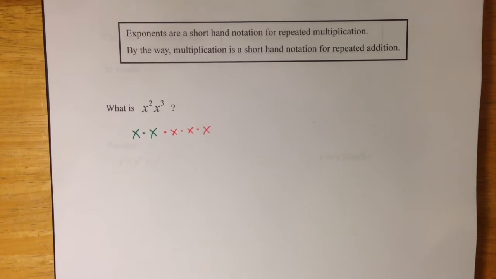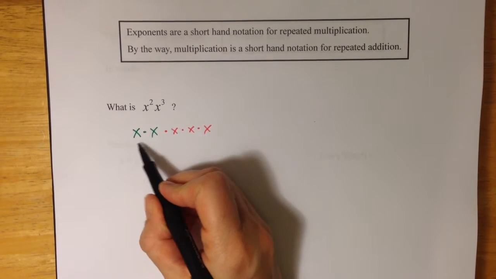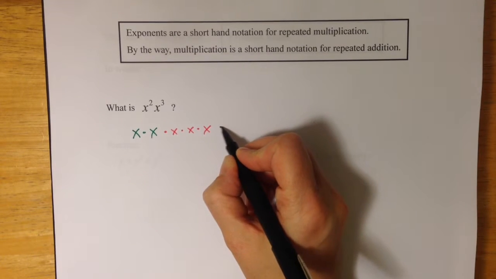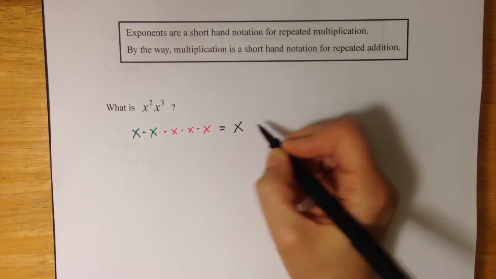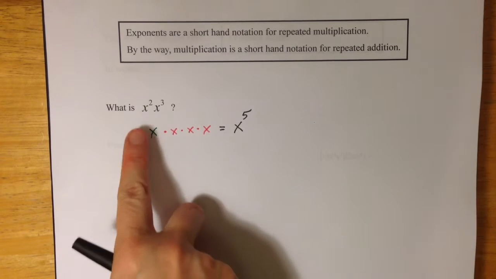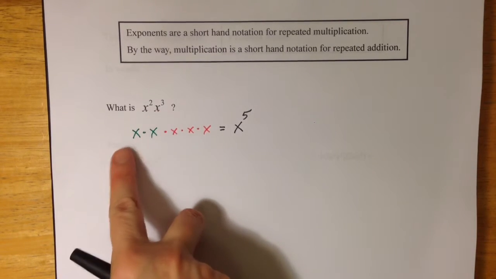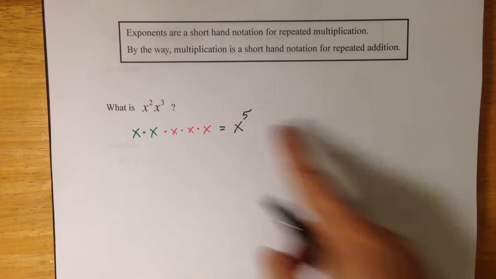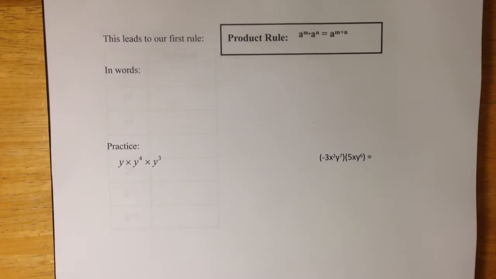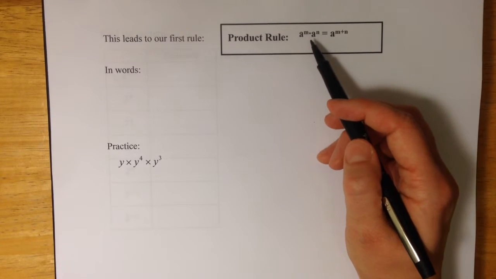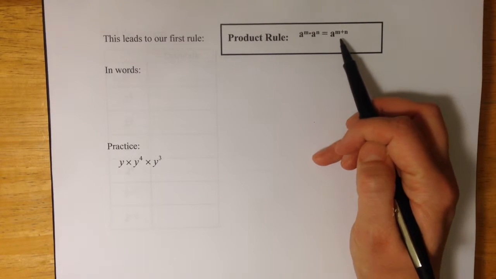Now, if you look at what I have here, I've ended up with x times x times x times x times x. That's 5 x's total. So that means take the x, whatever it is, and multiply it by itself 5 times. So x squared times x cubed, when we just get right down to the basics of the definition, it really means the same thing as x to the 5th. This leads us to our first rule. We call it the product rule. It says a to the m times a to the n equals a to the m plus n.